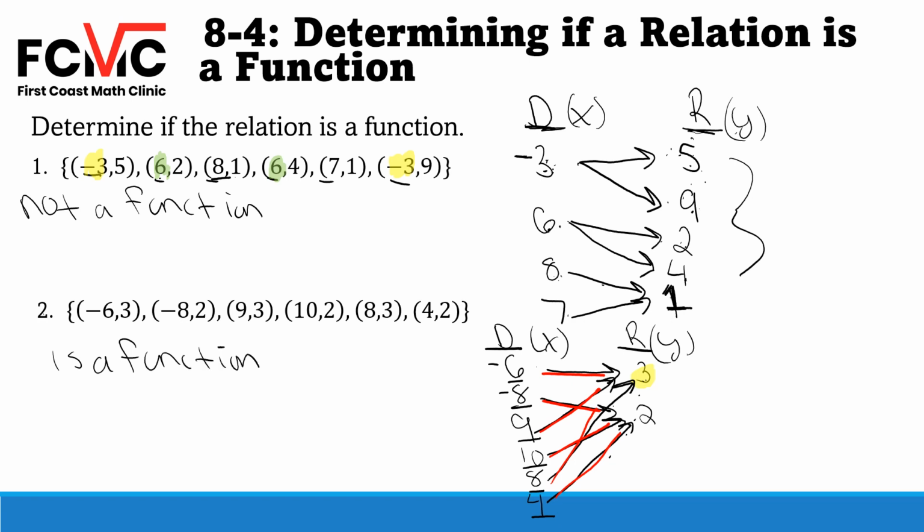Again, it doesn't matter that this 3 is paired with multiple x values or this 2 is paired with multiple x values. We care about what the x values are paired with. We're looking at the x values to determine if this is a function or not. Okay? All right, so let's get into some examples involving tables and determine if our tables are functions or not.